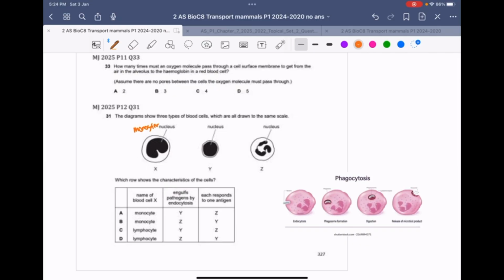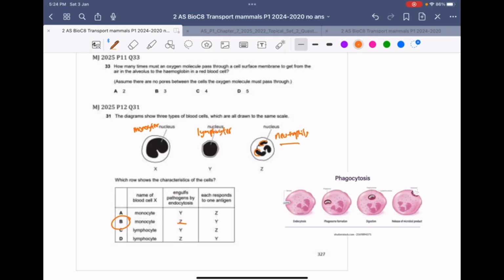So this cell with the kidney bean shape is a monocyte. Then this cell with the large round prominent nucleus is a lymphocyte. And here, with the multi-lobe nucleus, it is the neutrophil. So the answer is B. X is monocyte. Then Z is a neutrophil.